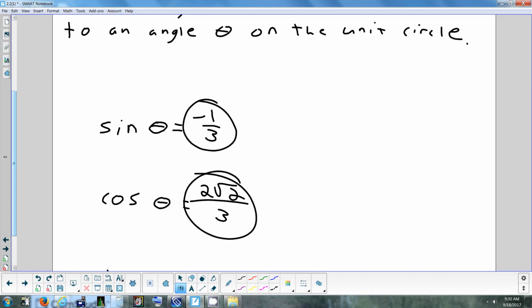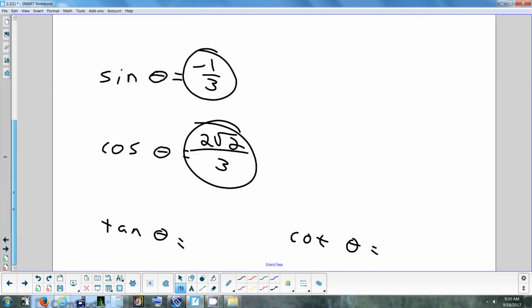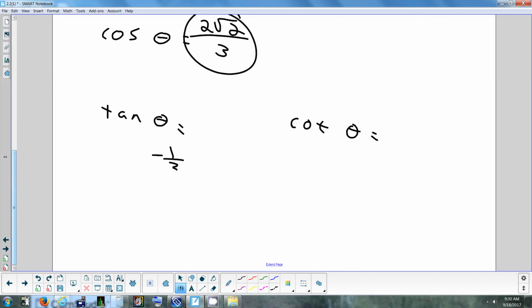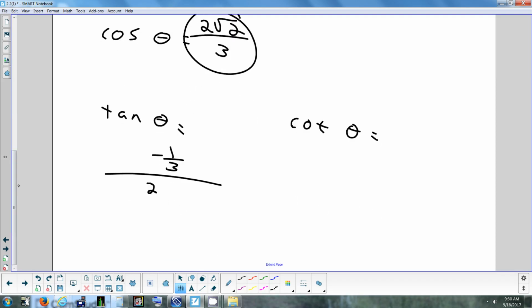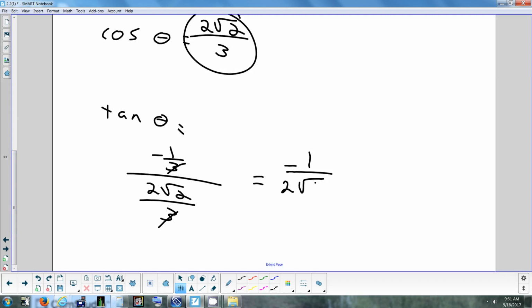And Emily, can you remind me again, what's my formula for tangent? Y over x. So negative a third divided by 2 square root 2 over 3. Okay, Cameron, anything I can cancel out? The 3's. Yep, can cancel the 3's, which is going to leave me with negative 1 over 2 square roots of 2.